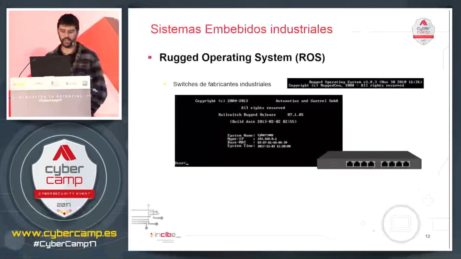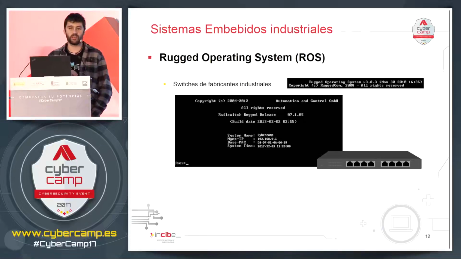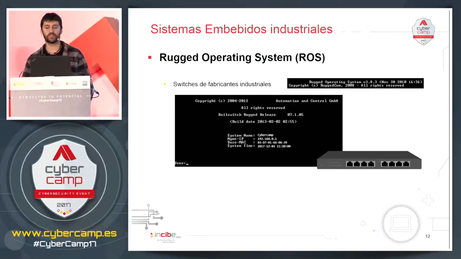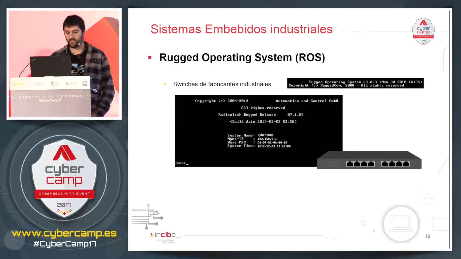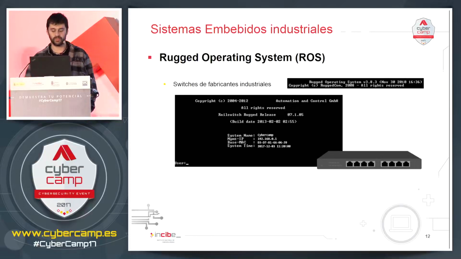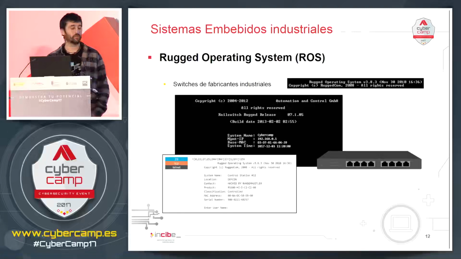Let's start with this. So we start speaking about rugged operating systems. Where can we find these operating systems? Personally, I've seen them in switches of industrial manufacturers, for instance, where you may find all sorts of things. Later, I'll tell you what can be done on the level of attacks, etc.